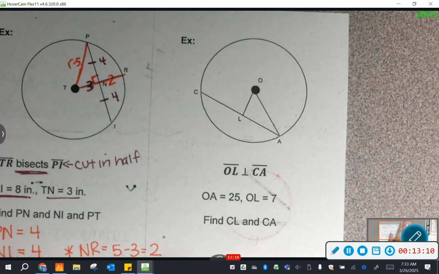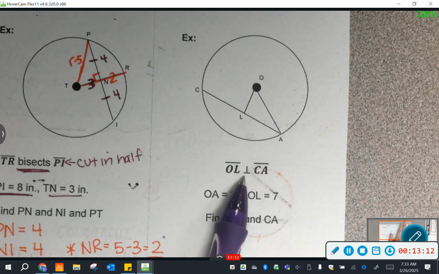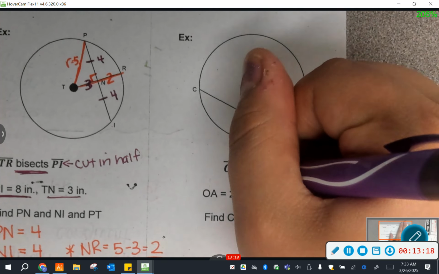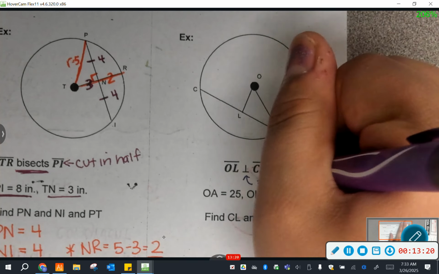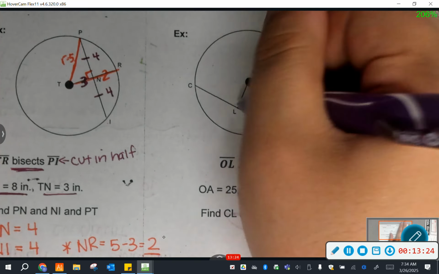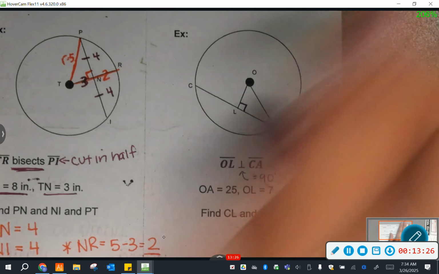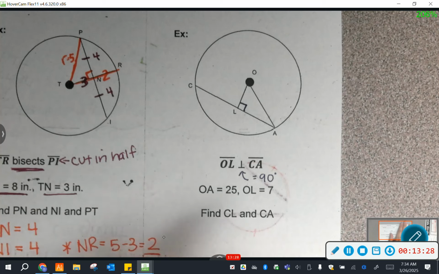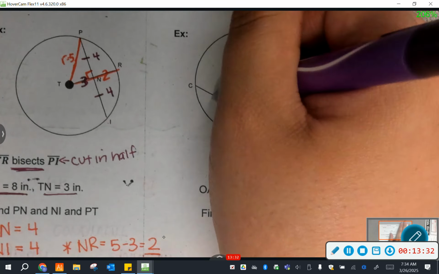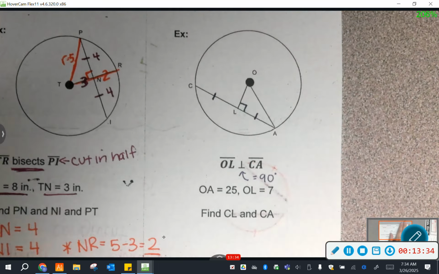All right. OL is, what does this symbol mean? Perpendicular. This symbol right here means equal 90 degrees. It means perpendicular. So OL and CA, I can put a 90 degree right there. Since there is a 90 degree, I told you if you put a box, what else can you add? Tick marks. Let me add tick marks on each side.